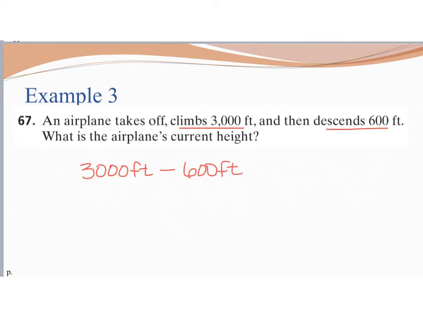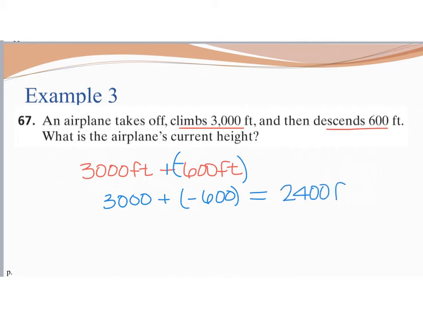So you can either go ahead and do the subtraction, or you can change our subtraction to an addition and change the sign on that 600, which now gives you 3,000 plus a negative 600. And when you do this, the 3,000 is numerically larger than 600, and that's a positive, so I know that my answer will be a positive. And I end up with 3,000 minus 600, which gives me 2,400 feet. This is our current height.